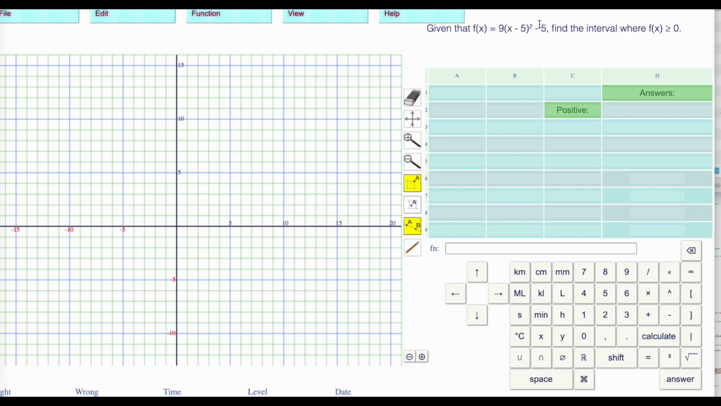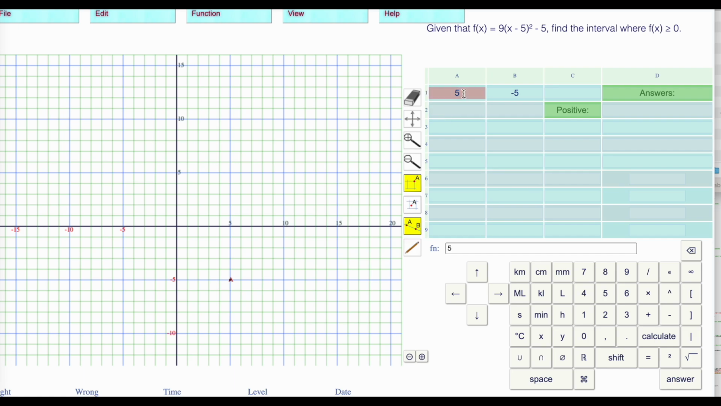Here we want to know when it's positive. This is opening up and we are below. This one's going to be fun. I want to find the vertex, which is positive 5, negative 5. X is 5. The y value is equal to 9 times, open bracket, the x value minus 5, close the bracket, squared, minus 5, which gives us minus 5. 5 and negative 5 like that. It is opening up. Let's find some other point.